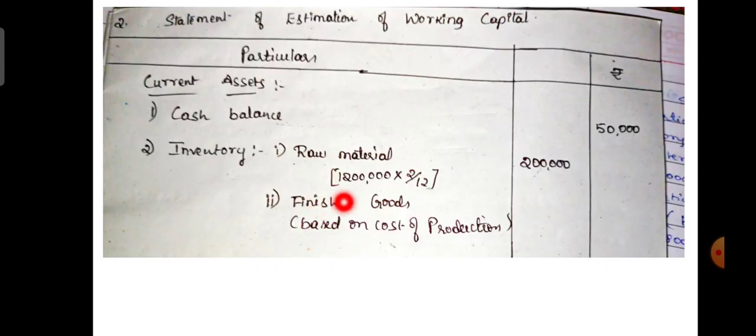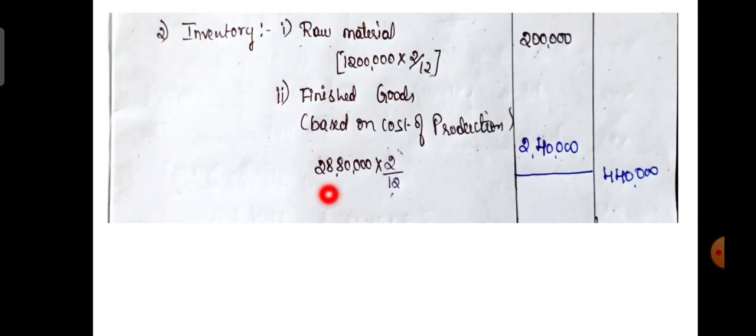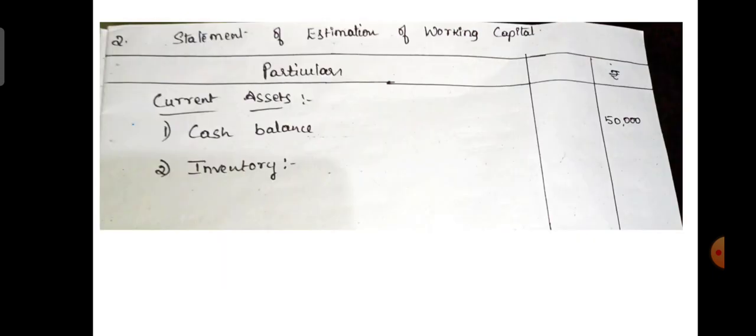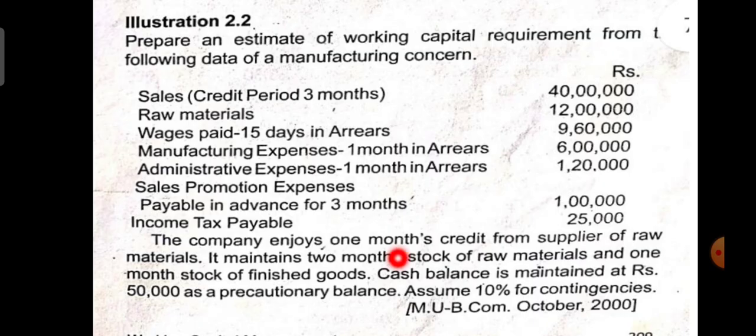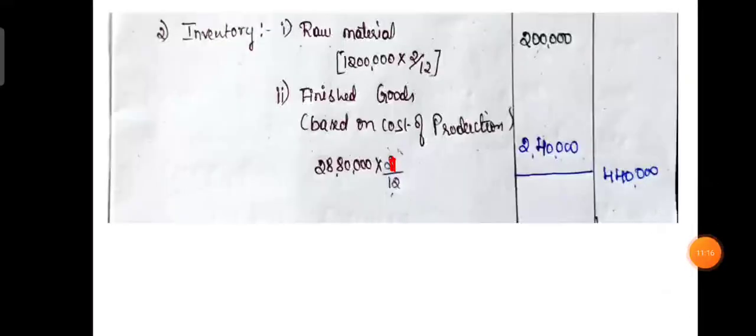So raw material 12 lakh into 2 by 12, it is 2 lakh. Finished goods are valued based on cost of production. Finished goods cost of production is 28 lakh 80,000 into 1 by 12, 1 month, so it is 2 lakh 40,000. So total inventory is 4 lakh 40,000.